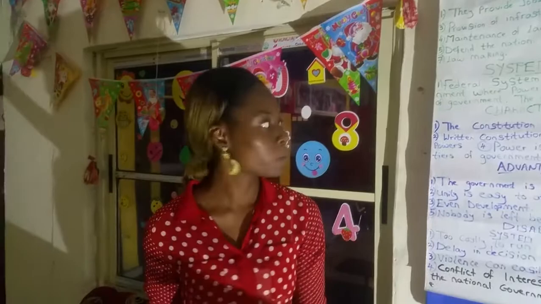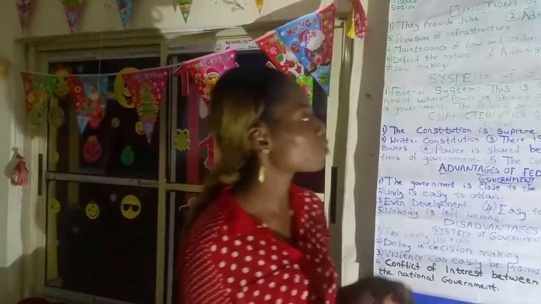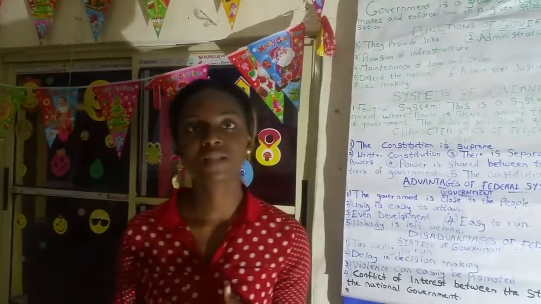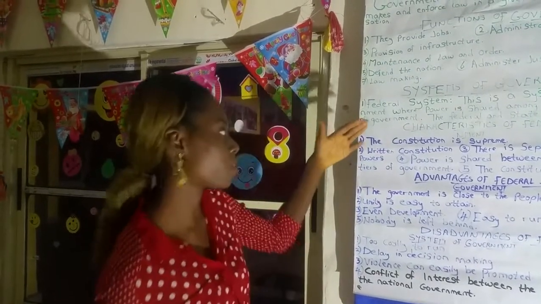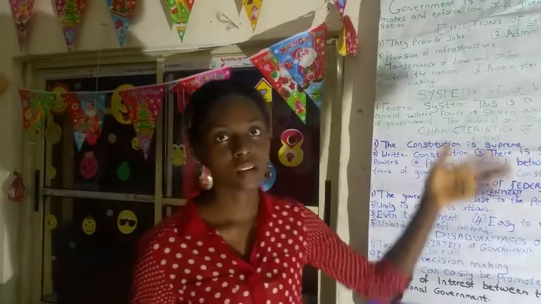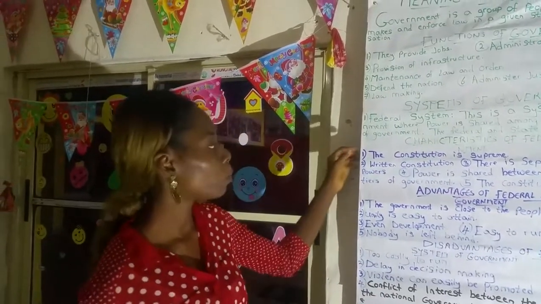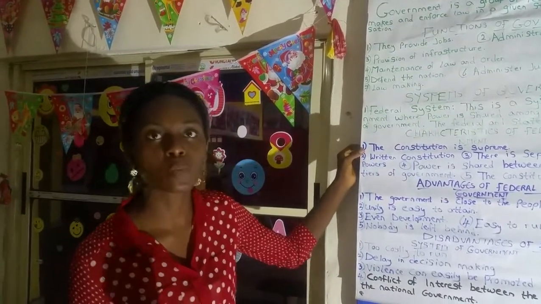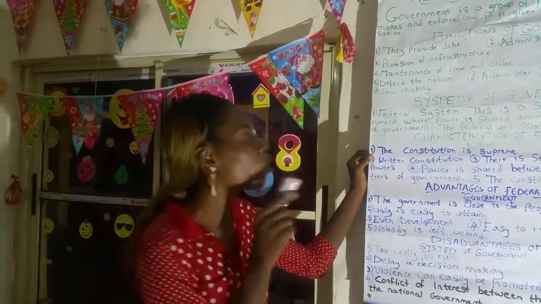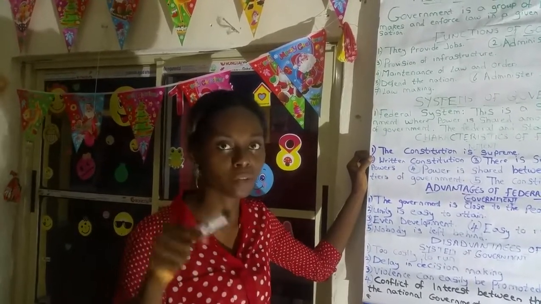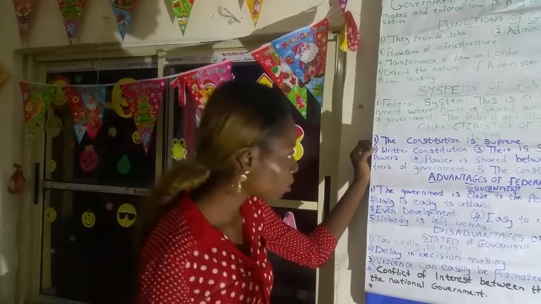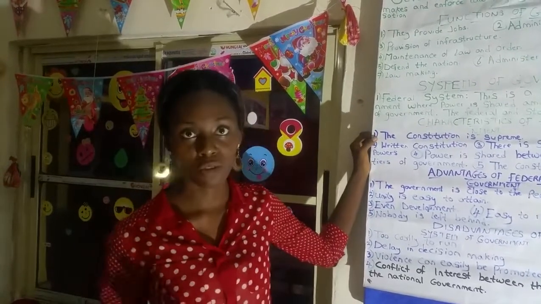Now we have the characteristics of the federal system of government. What are those things that make up the federal system? How do you identify the federal system of government? That's the word: characteristics or features. Number 1, the constitution is supreme, which means the laws are above everybody, like the rule of law. Nobody is above the law. Everybody is under the law. That's the first one. The law is supreme.